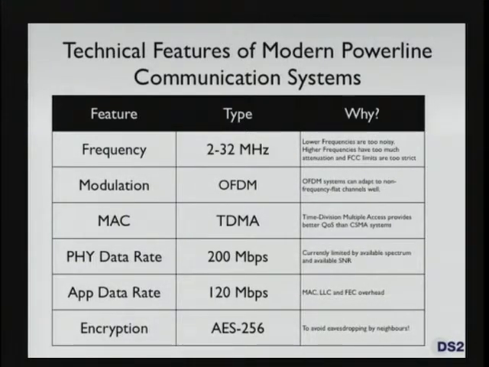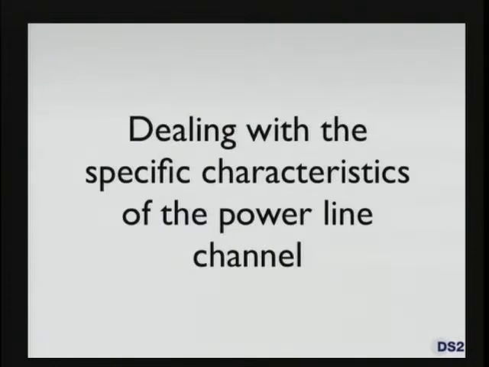And then, in order to ensure privacy and security, most systems already employ some kind of AES encryption, either with 128 bits or 256. So this is a picture of how the state-of-the-art power line systems look like, not only the ones provided by DS2, but also from other vendors. So what is special about the power line channel? How do we deal with that? That's the purpose of the next slides.